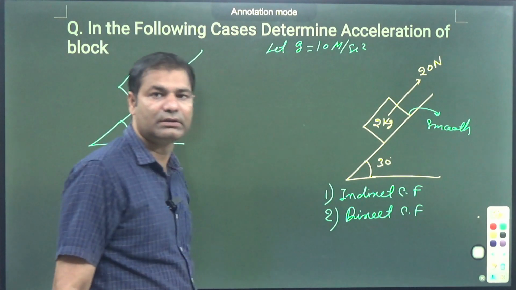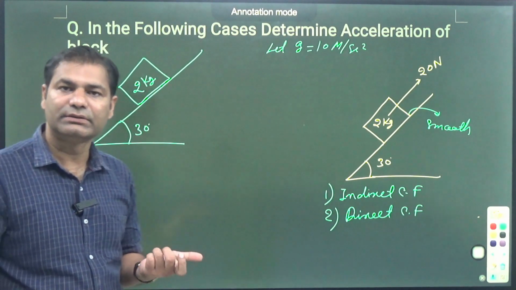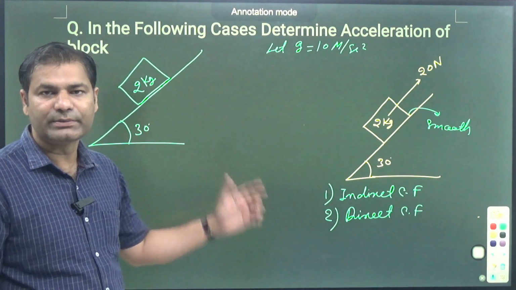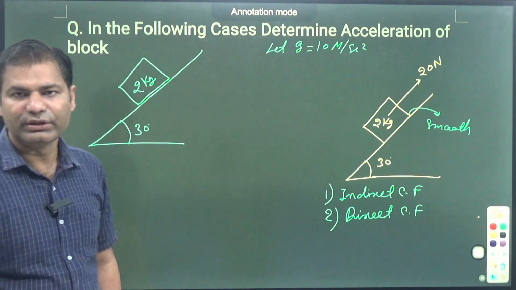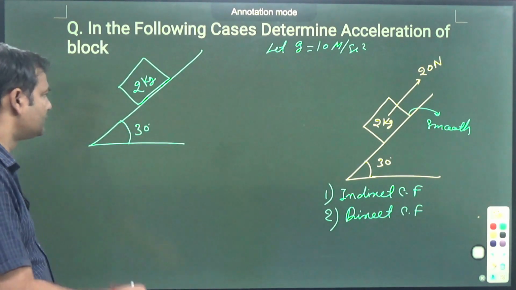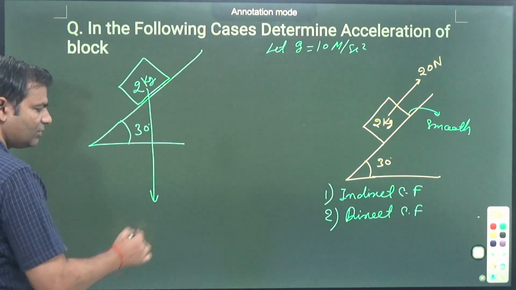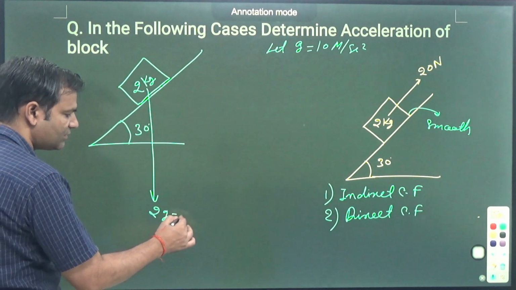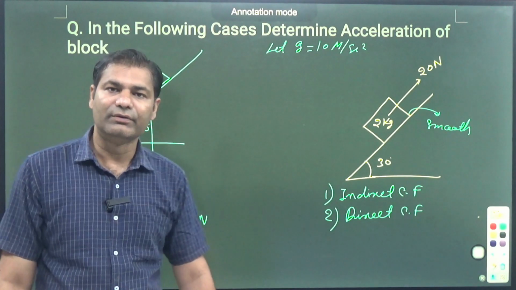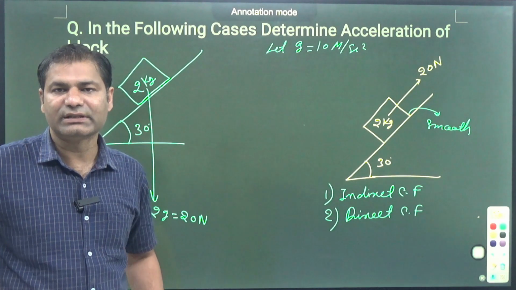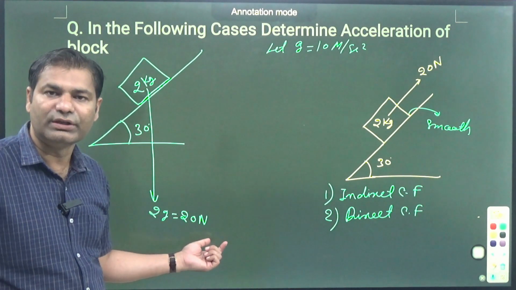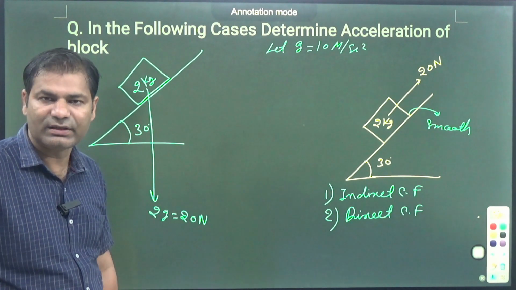Clear or not? The indirect contact force is due to earth: earth attracts the 2 kg block with how much? 20 Newton, 2 into g. So, earth applies on the 2 kg block 2g, that is 20 Newton. That is the indirect contact force, or you can say field force, or gravitational force applied by earth. How much? 20 Newton. That direction is downward. Clear or not?